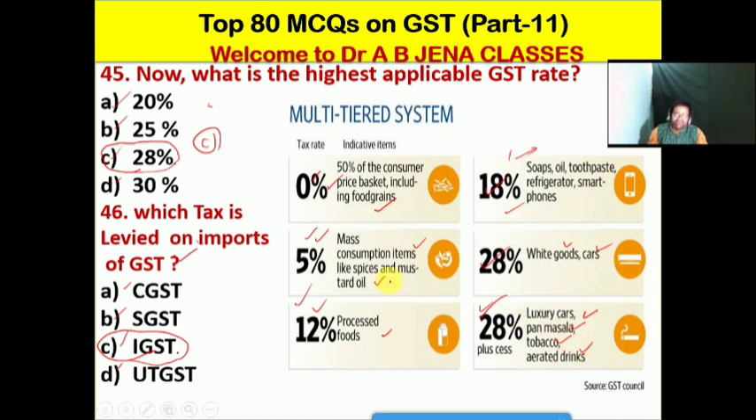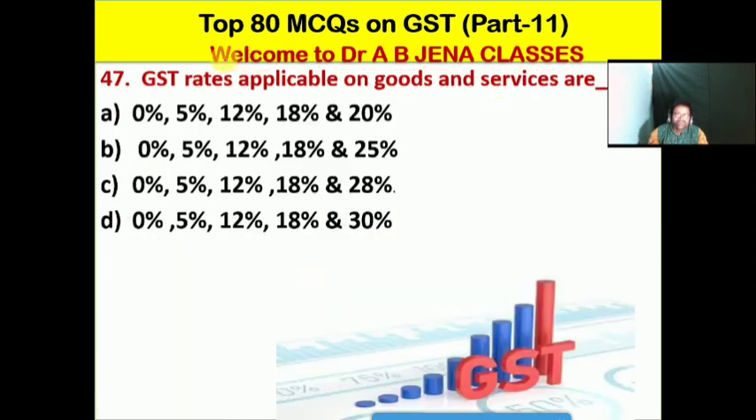So in this topic, you have to remember these tax rates as per the GST law: where there will be 0%, where 5%, where 12%, where 18%, and where 28%. And friends, I will suggest you make a list. So next one, we have already discussed, no doubt friends. GST rates are applicable on goods and services. We have already discussed this.